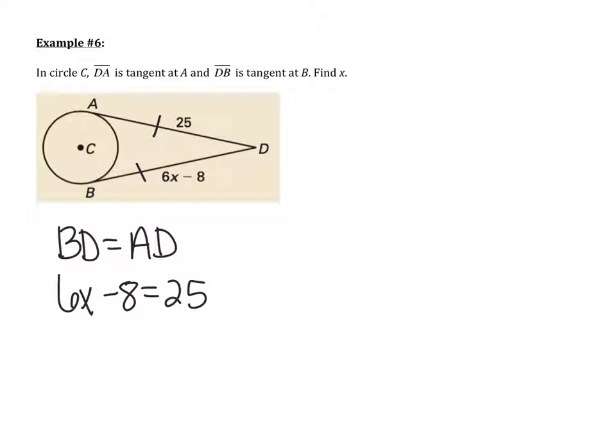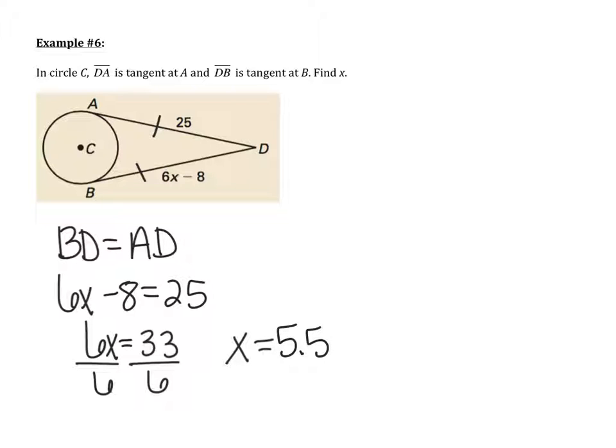So I can just take what they're equal to and set them equal to each other. So 6x minus 8 equals 25. I would add the 8 to both sides. So I would get 6x equals 33. Then just divide both sides by 6. And it's okay that we don't get a whole number. 33 divided by 6 is 5.5. So x equals 5.5.